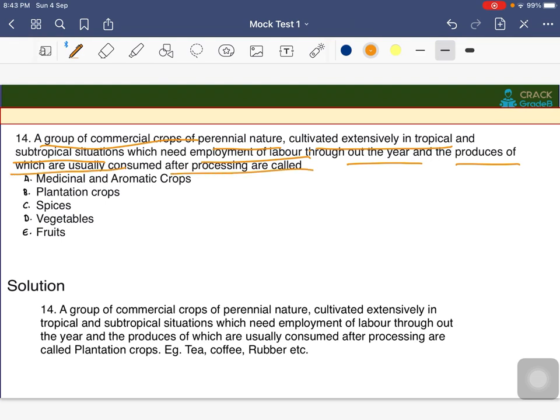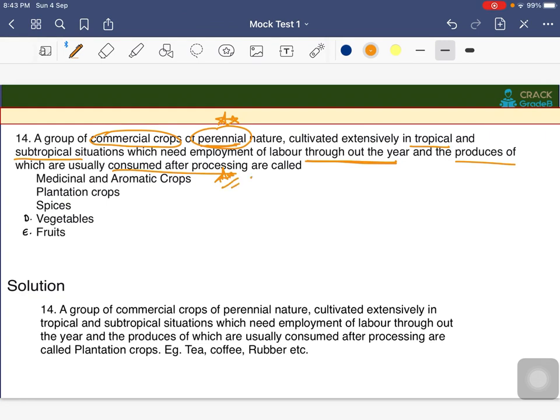Just don't read the whole question, just catch the keywords. Yes, they are commercially grown, perennial in nature, not annual, in tropical and subtropical situations. Labor is needed throughout the year, obviously, because it is perennial. And the produce is consumed only after processing. Then the answer will be yours.